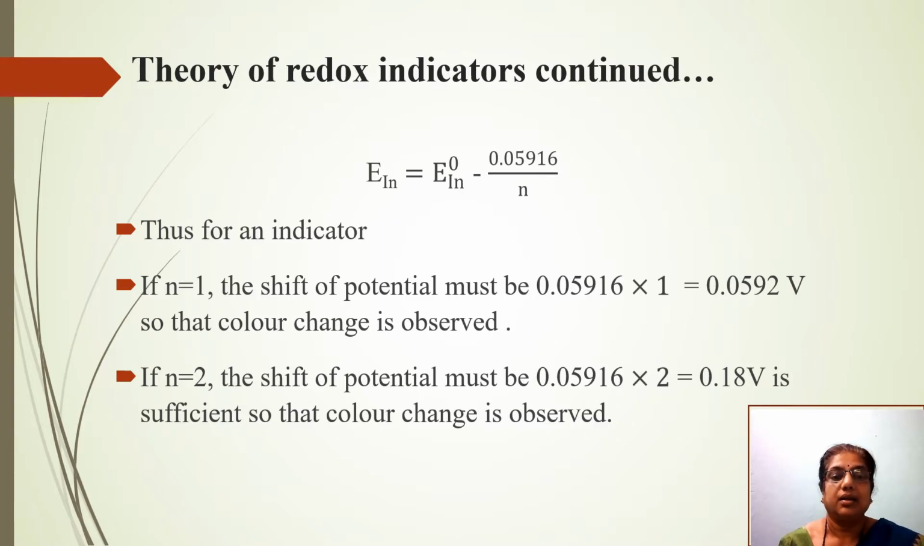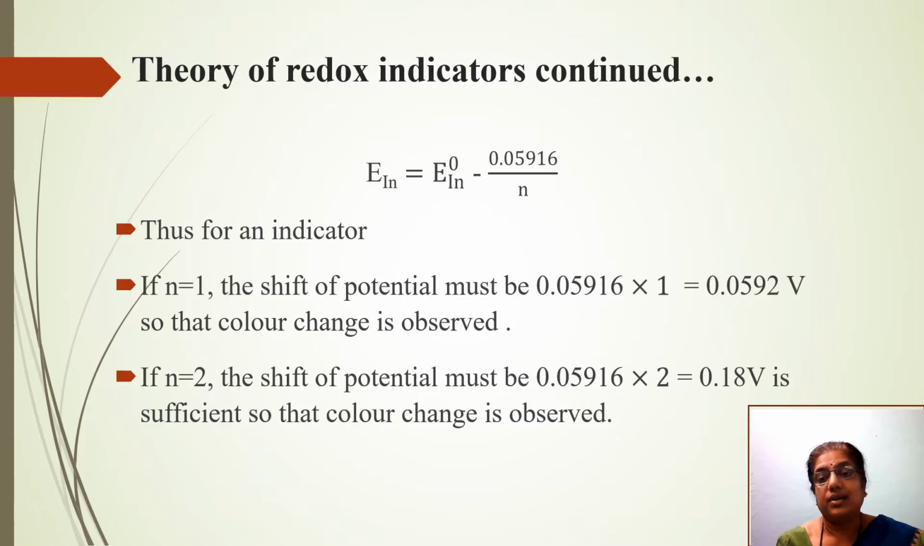Indicator potential is equal to the standard electrode indicator potential minus this factor. So when n is equal to 1, this factor is equal to 0.0592. So E indicator is nothing but the indicator potential minus 0.0592. If n is equal to 2, then this factor becomes 0.18 volts to see the color change distinctly.